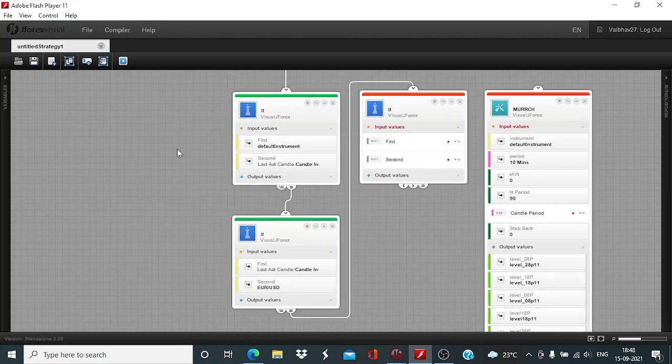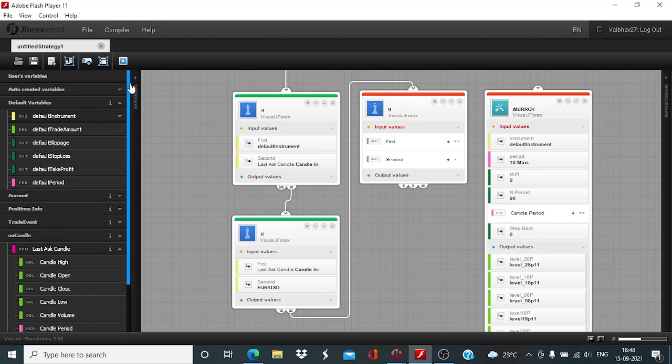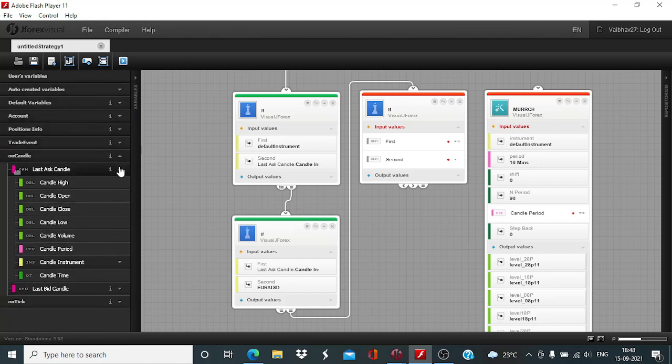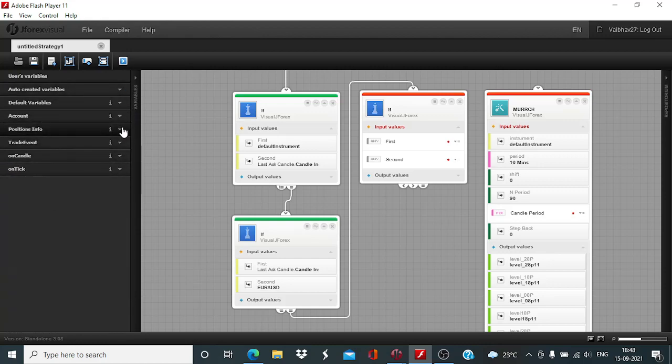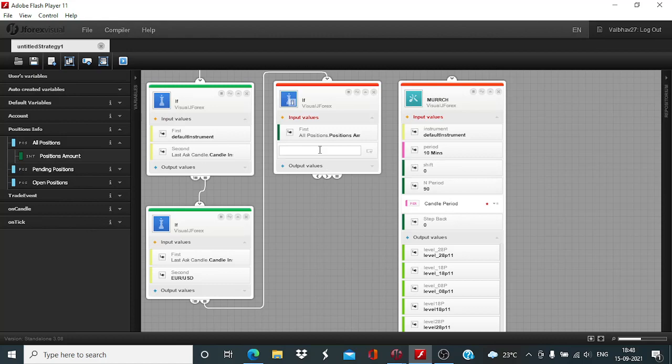After that we define the position amount. There should not be any open or pending position on the account prior to the execution of the trade. So we take this position amount and define the second input as 0.